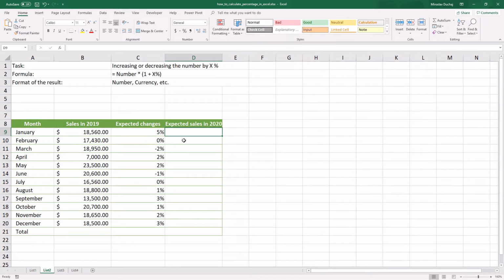Important thing is that in formula there will be always plus sign, because decreasing will be represented with negative percentage value in expected changes column. It is necessary so we can copy the formula regardless we increase or decrease the value by X%. So now we will apply formula. Start with equal sign and then number multiplied by, in brackets, 1 plus X%. Then again we copy the result and it's done.